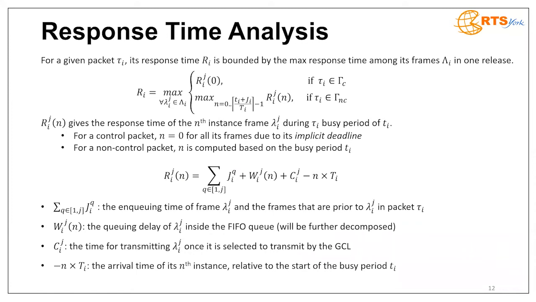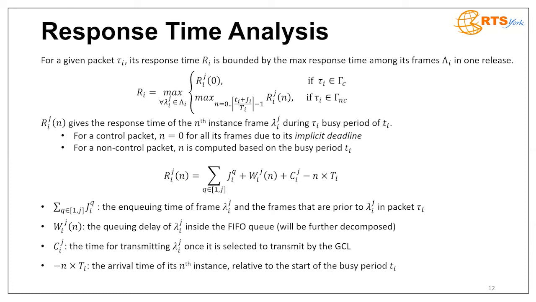For a given packet, its response time is bounded by the max response time among all its frames in one release. And in the following equation, we can see that R_ig gives the response time of the nth instance during the period of tau_i. For control packets, n is equal to 0 for all its frames because it has implicit deadlines, so the busy period could not be larger than 1. And for non-control packets, n is computed based on the busy period.